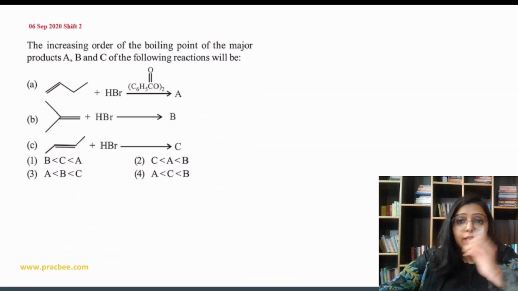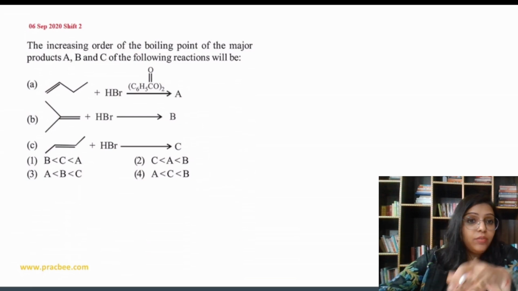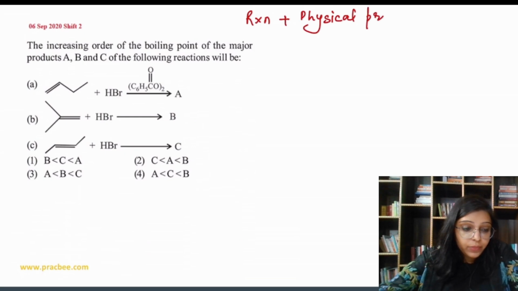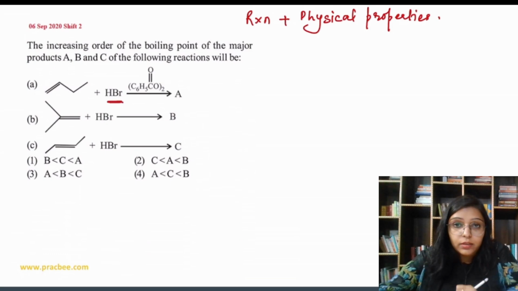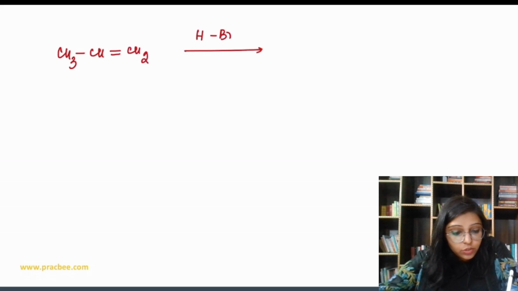The question says: the increasing order of the boiling point of the major products A, B and C of the following reactions. In this question we should know the reaction as well as the physical property. First of all we have reaction with HBr. What is the reaction with HBr in case of alkene? So look, we have CH3, CH double bond CH2 suppose. And if I want to react this with HBr, if I say HBr dark, then what happens?